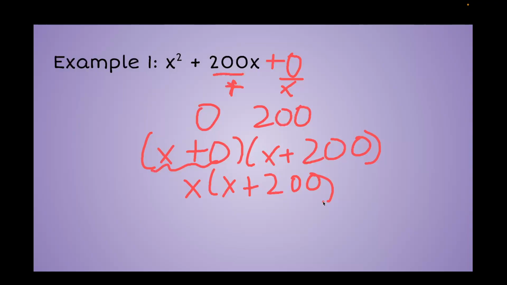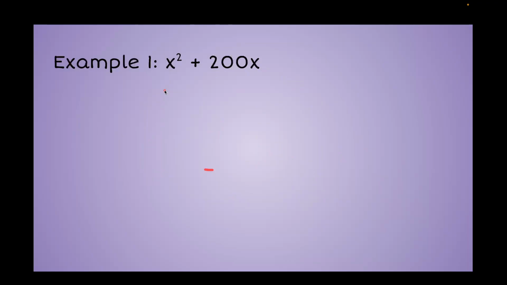Once again, though, there's a faster method if you want to do it, where you pull out the x. What do I have to put here to get back to x squared? X times what is x squared? X. Then x times what is 200x? 200. Boom.